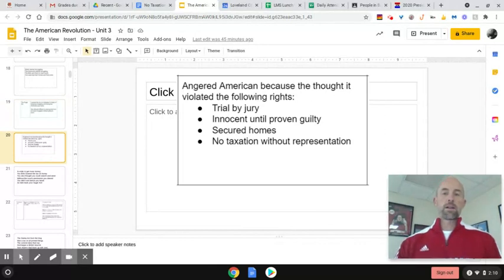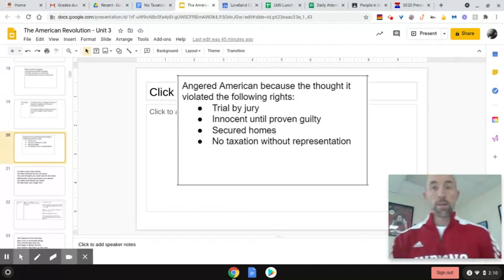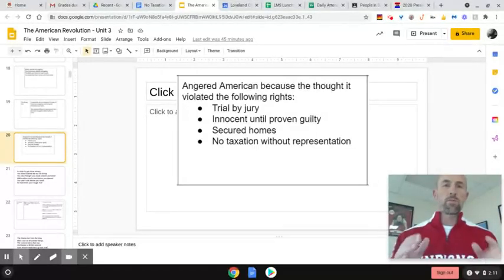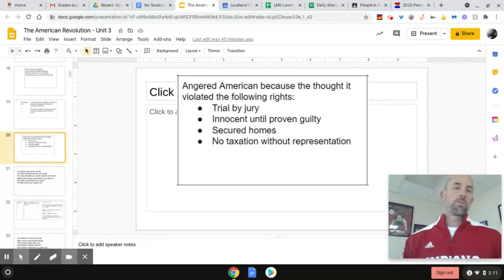Anger the Americans because they thought it violated their rights. A couple typos in this, I apologize. They thought it violated the following rights: trial by jury. So they didn't have to go to trial, they just got to take our goods. Not cool. Innocent until proven guilty. We should all be innocent until proven guilty that we did something wrong. Felt like we weren't secure in our homes because they could just come take our things. And then lastly, this is a big one: no taxation without representation in the government. We thought we should have representation in the British government. If you're going to tax us, we should have representation there to say it's okay. So that is a big one with the Sugar Act. If you don't have that down, make sure and grab it.